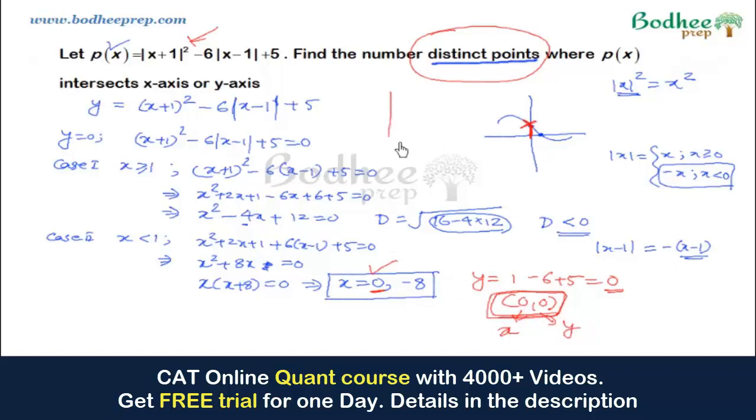If I graphically make it out, it will be something like this. One point is minus 8 and the other point is the origin, right? Here the y-coordinate is 0 because we took y equal to 0. So these are the two distinct points where this particular graph will intersect the x-axis or y-axis. So the answer for this question is 2.